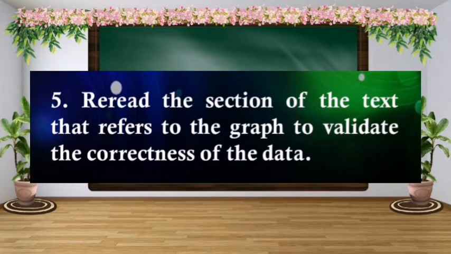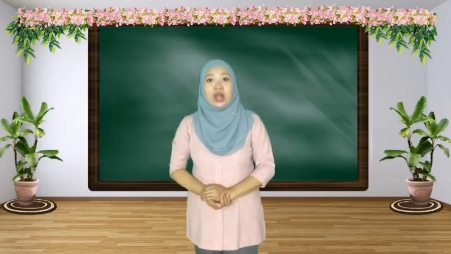The last step is to reread the section of the text that refers to the graphs to validate the correctness of the data. Meaning, after you prepare your graphical representation, if it is a table, a graph, or a map, you have to proofread your finished product or output in order to validate that the content of your expository text and the details from your graphical representation are aligned with each other, that they are correct and coordinate with details in each.